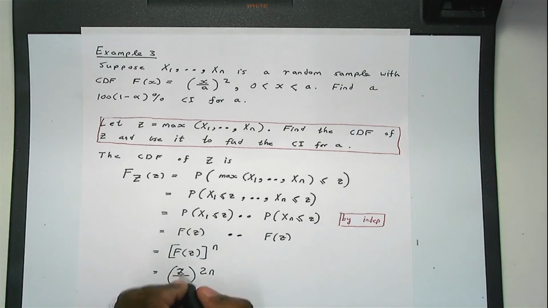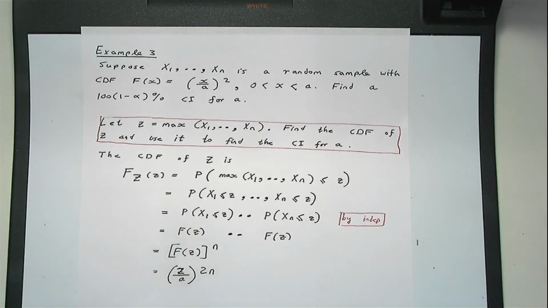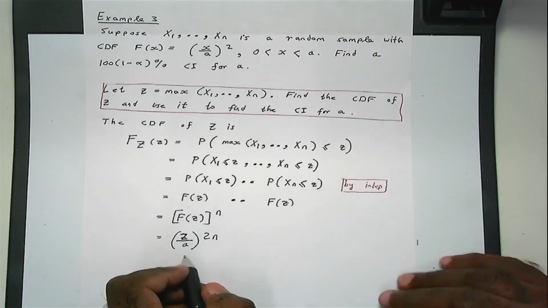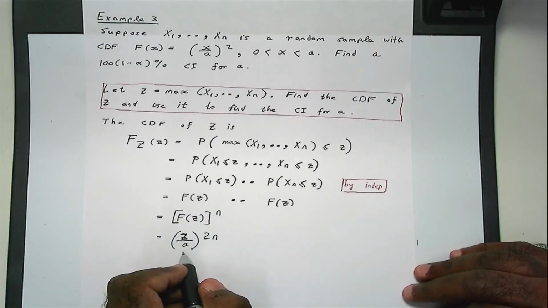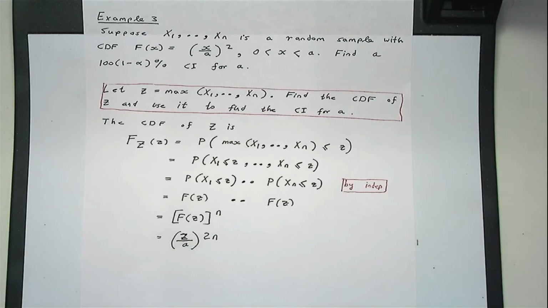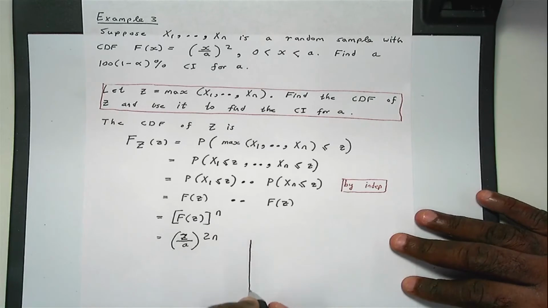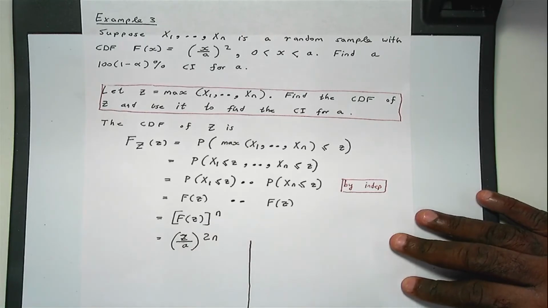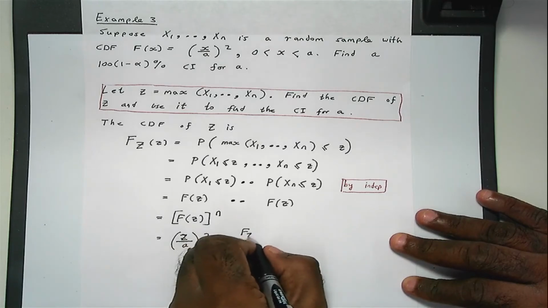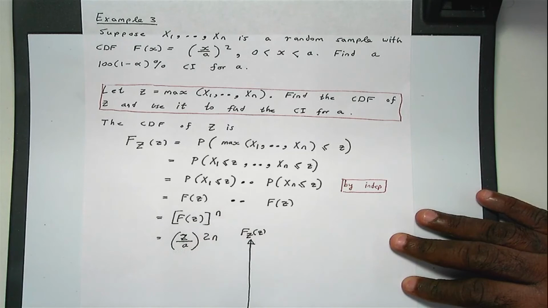Now I'm going to show you how to use this as a basis for deriving the confidence interval for A. To do that, it will be helpful first to draw a picture of the CDF. So this is your z-axis and this is the CDF axis. Suppose this is 0, suppose this is A, and suppose this is 1.